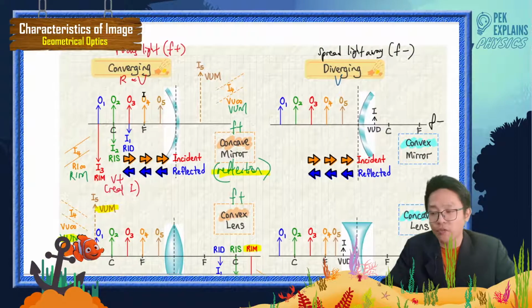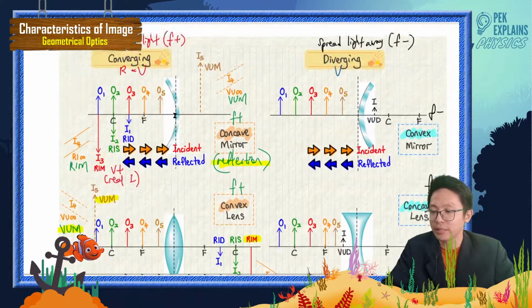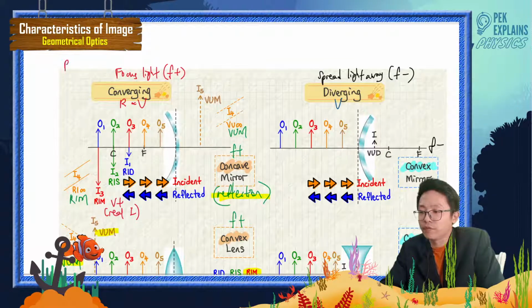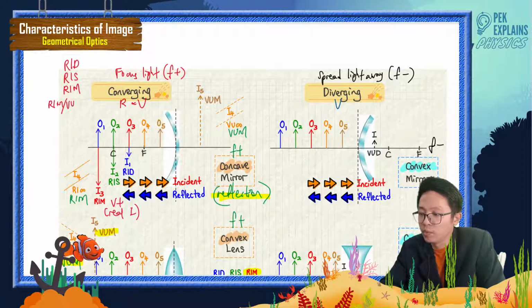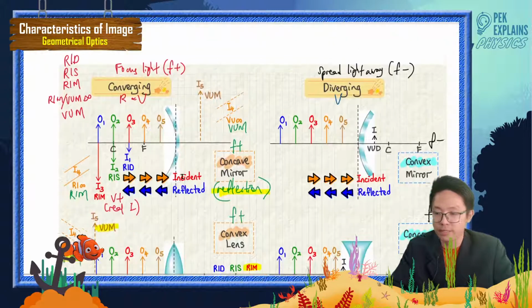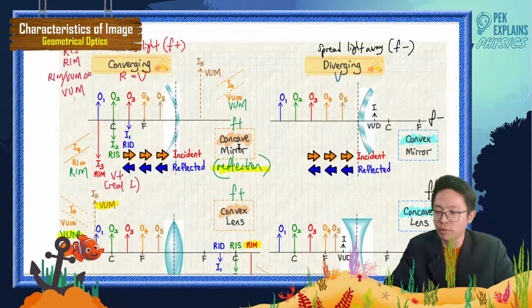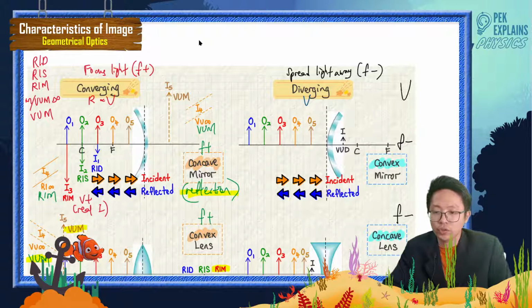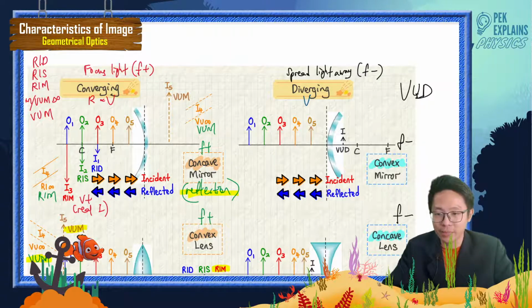For converging, it has many characteristics. What I can summarize here: converging first forms real, then RIS, then real inverted magnified, then infinity, and at last virtual upright magnified. That is for the concave mirror and the convex lens, both of which are converging. But for diverging, there is only one characteristic, which is virtual upright diminished.